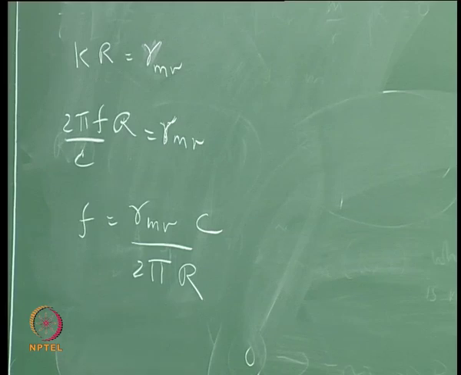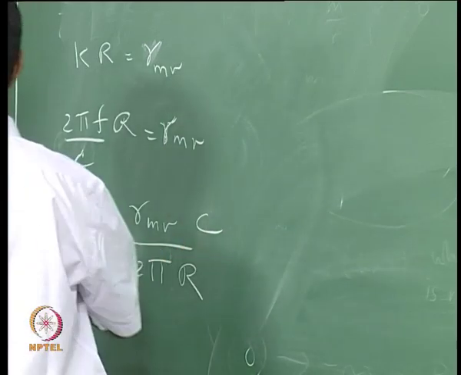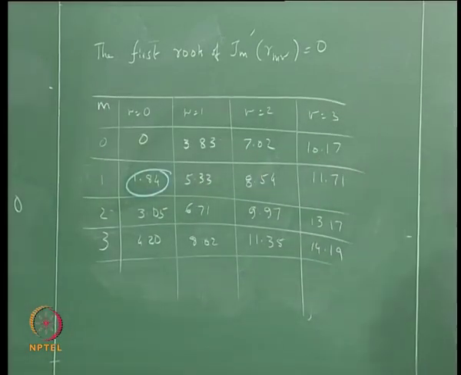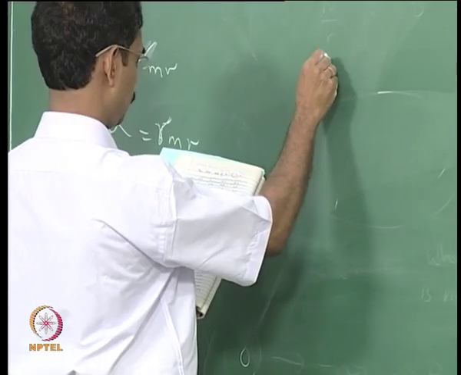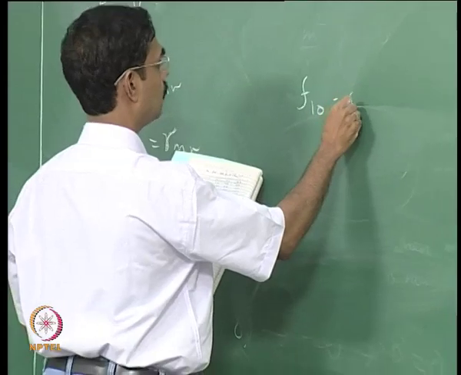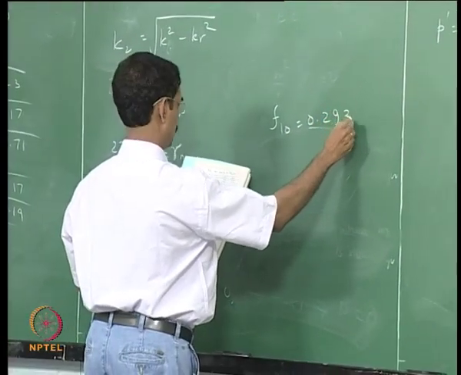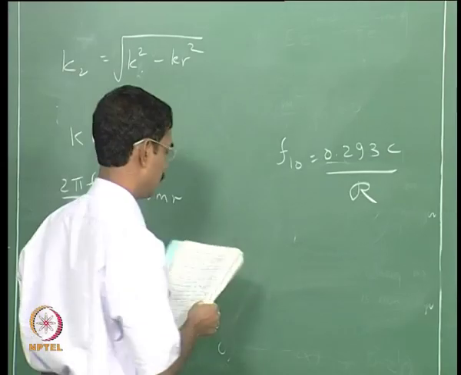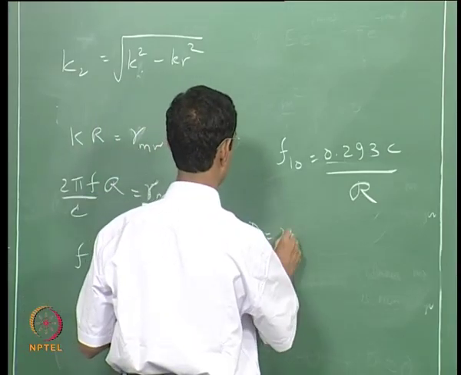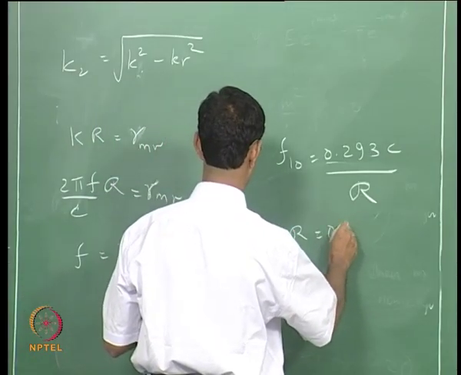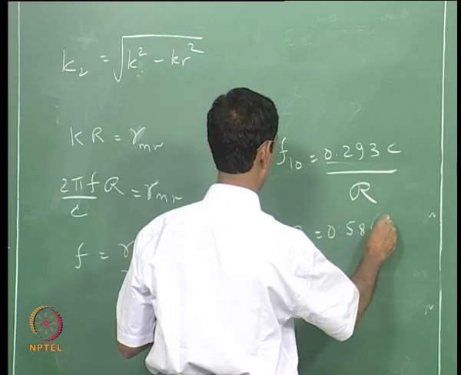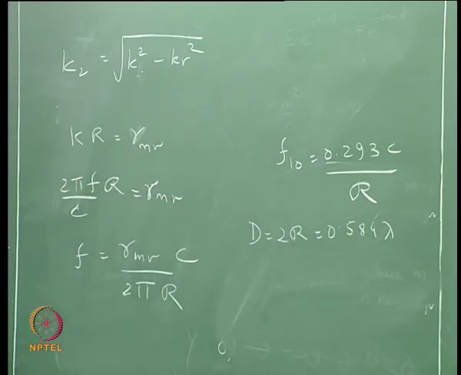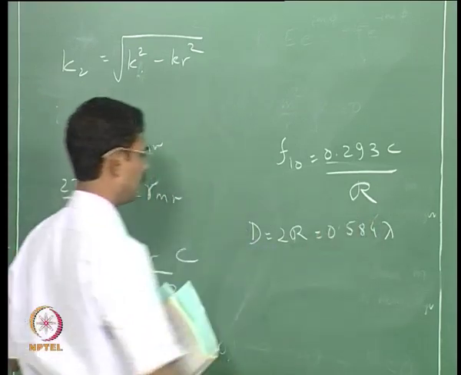And so from this, 1.84 will correspond to d, which is 2r, equal to 0.584 lambda, which is okay, of the order of lambda over 2.